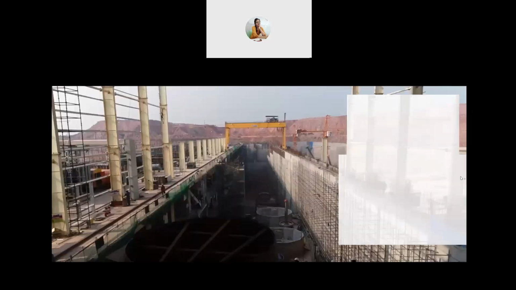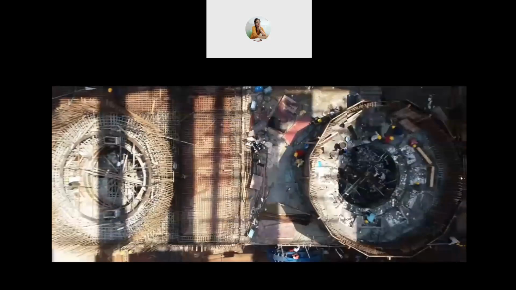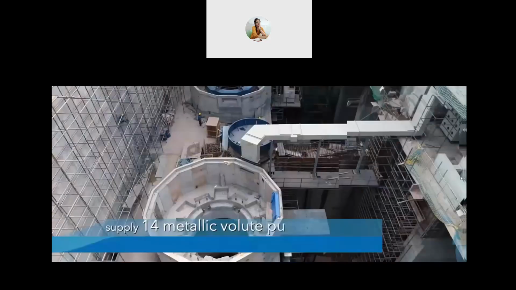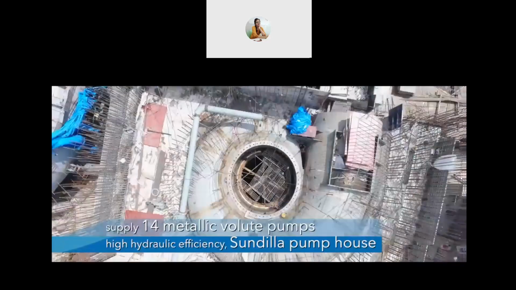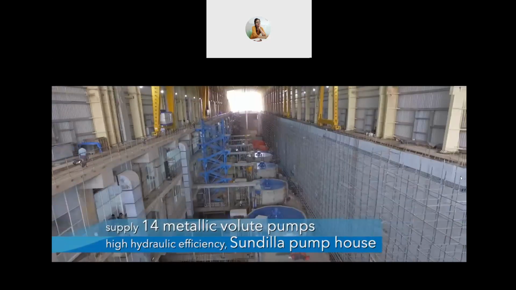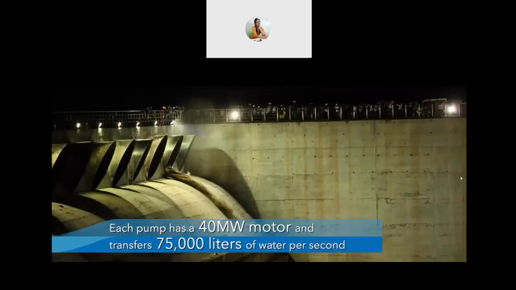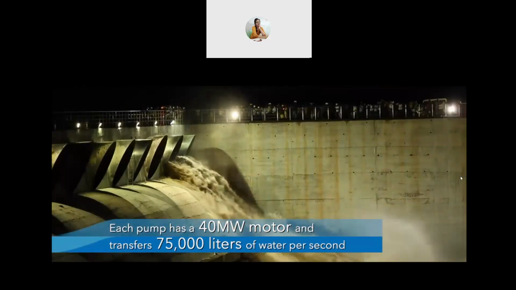Kaleshwaram Lift Irrigation Scheme is the largest lift irrigation project in India undertaken by the Telangana government. Sundilla project, pump scheme number 3, is the one that is undertaken by Xylem. And we are extremely proud and happy to see that this scheme is going to provide several TMC of water for irrigation and drinking purposes in the rural parts of Telangana state. Xylem has been chosen by MEIL to supply 14 metallic volute pumps with high hydraulic efficiency for the Sundilla pump house at this prestigious project. Each pump has a 40 megawatt motor and transfers 75,000 liters of water per second.